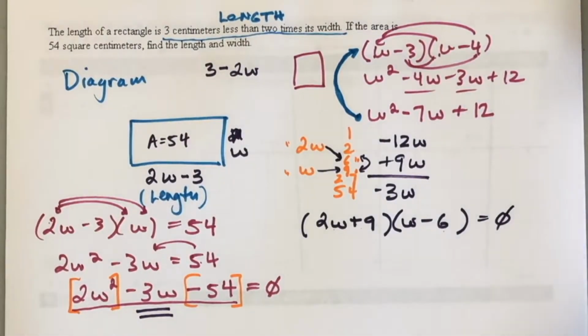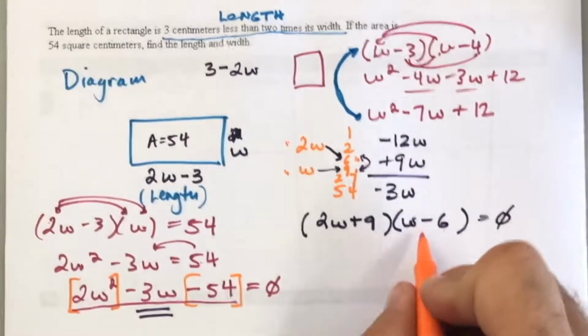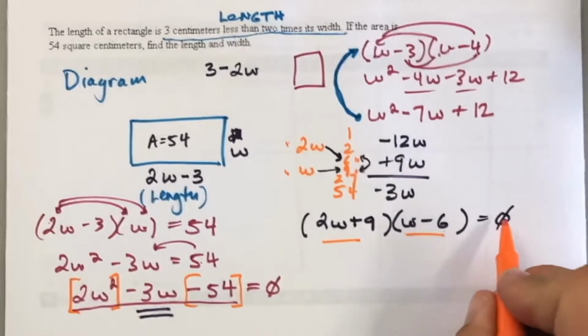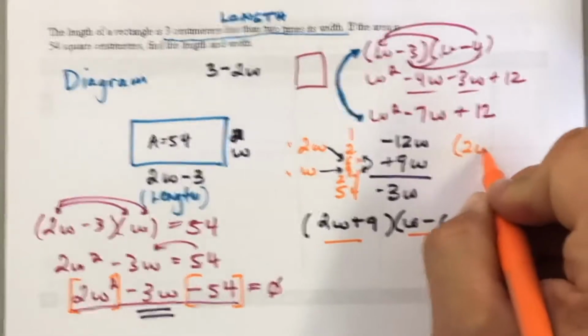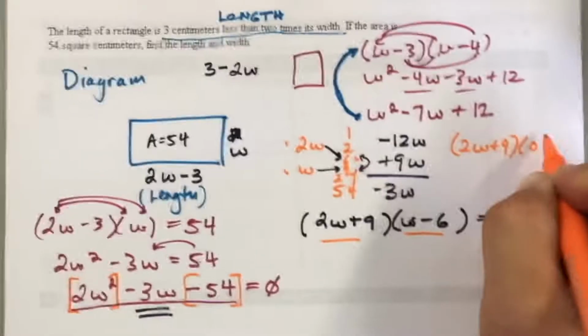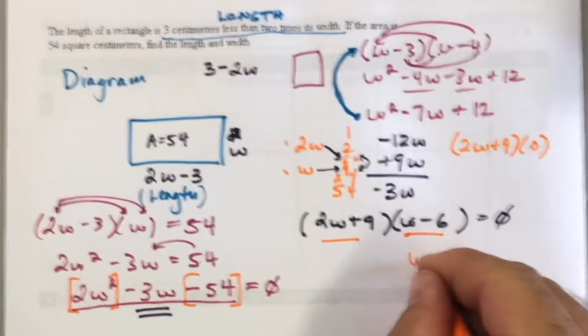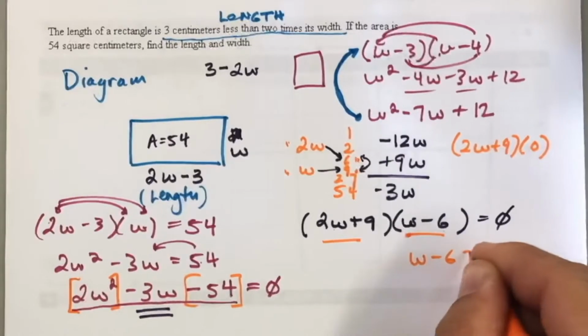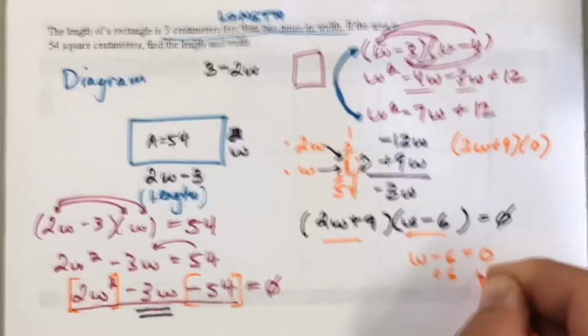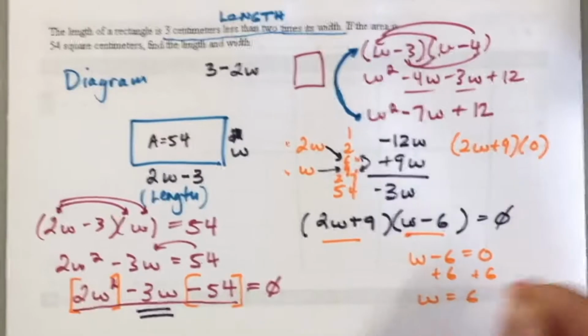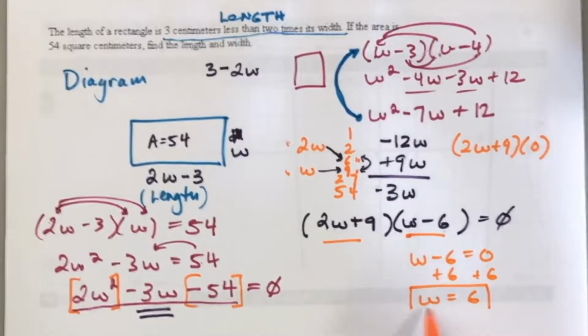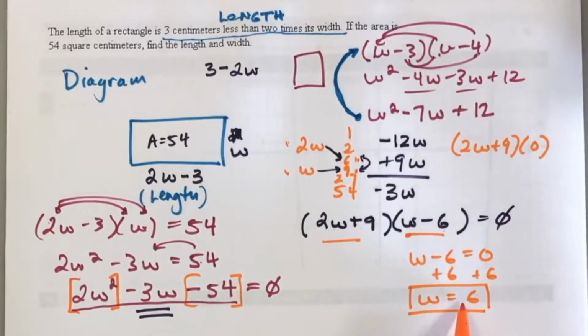And if you know in multiplication, if I'm able to get a 0 in any of these, this will be equal to 0. For instance, if I did 2W plus 9 times 0, I have a 0. So what does W need to be in order to be 0? Well, let's just solve for it. W minus 6 is equal to 0. Add 6. Add 6. W is equal to 6. This is a possible value of my width, right? By solving this, I found that my width is 6 here, right?